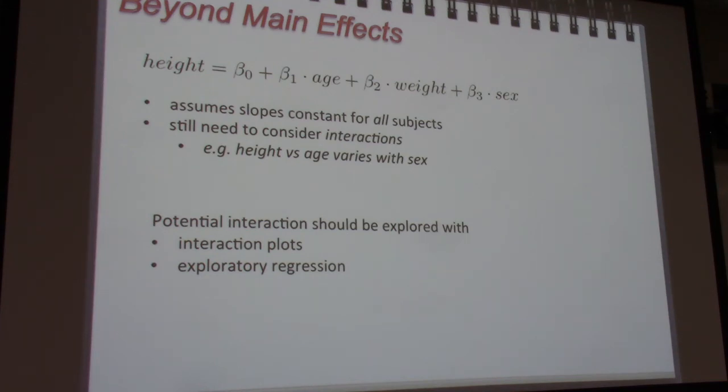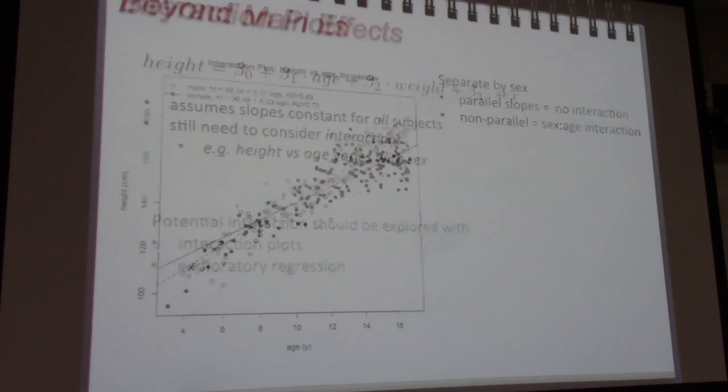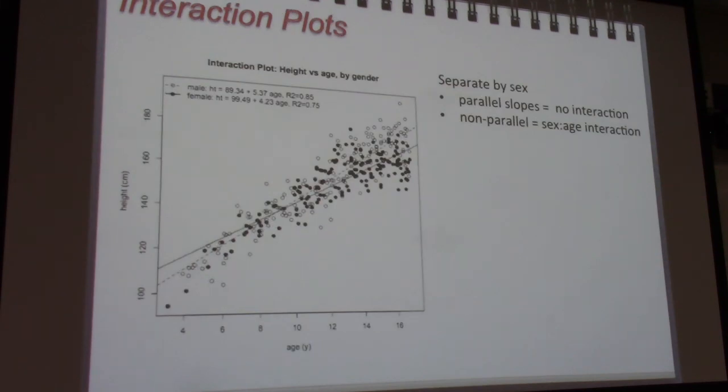There are different ways to explore interactions. You can do interaction plots, or you can just do a regression where you add an interaction term, as we'll see in a moment, and see whether or not it's significant. So what's an interaction plot? We're just looking at the slope in the 2 sexes separately. So here you can see I've plotted males and females separately, and I've done a linear regression on each of them separately and used the abline function to plot the lines.